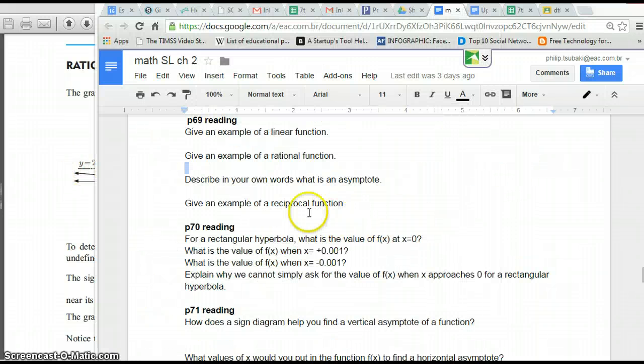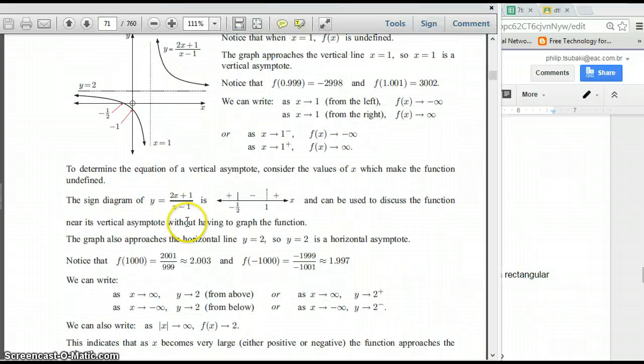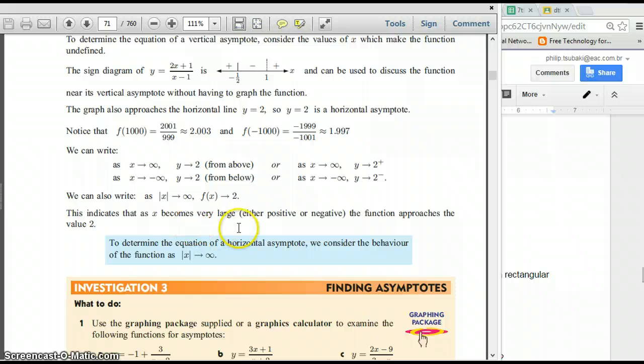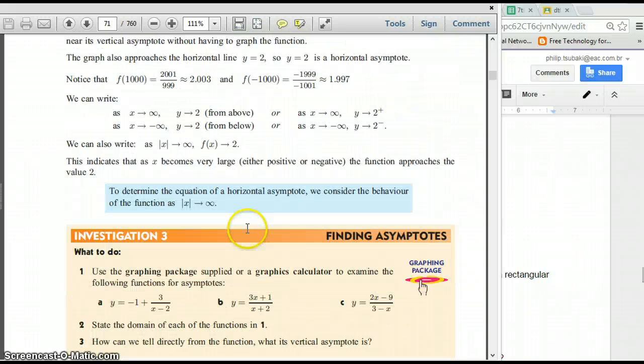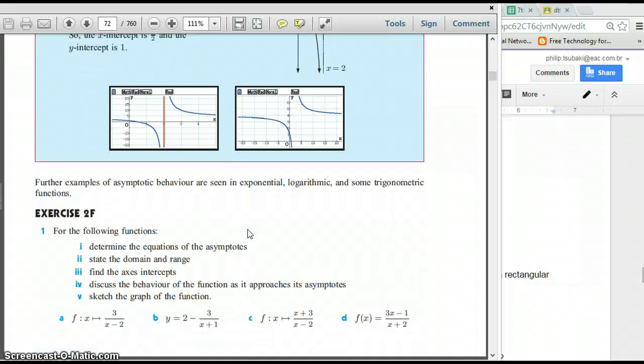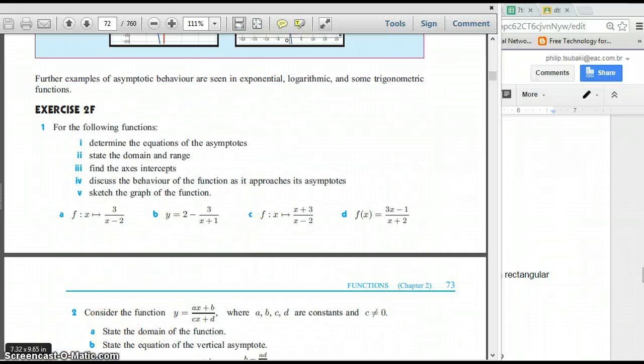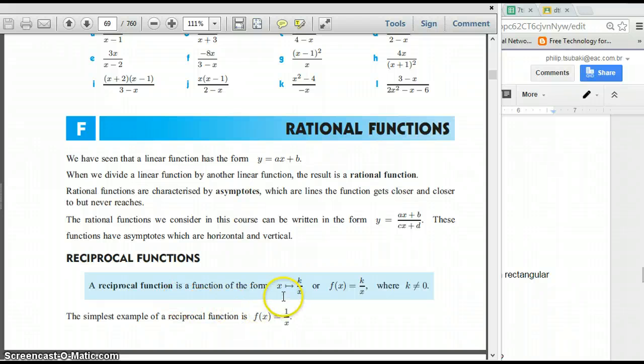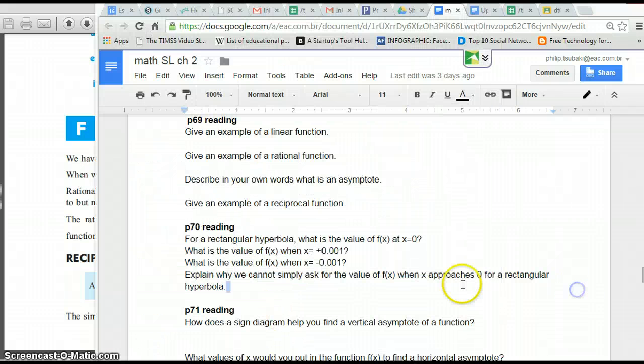Okay. Next question. Give an example of a reciprocal function. Well, a reciprocal function is a function that looks like something over a variable, which would be a reciprocal function looks like this, where it's like k over x, where k is like a number. So it would be like 3 over x or 5 over x. Okay. The simplest reciprocal function is 1 over x. Next question, on page 70.